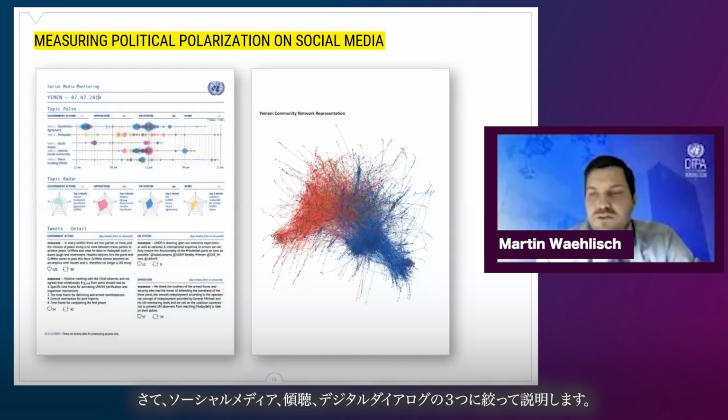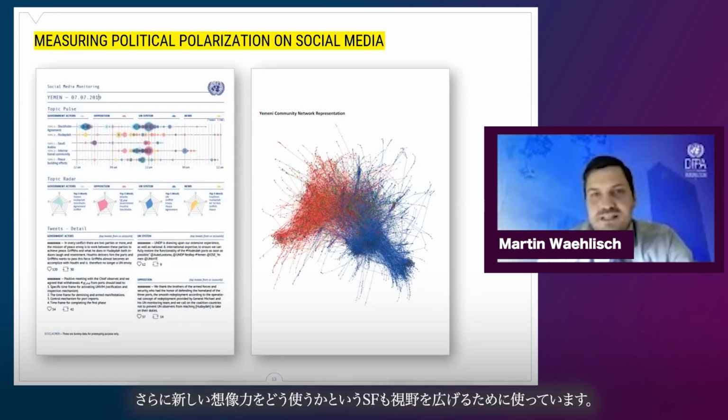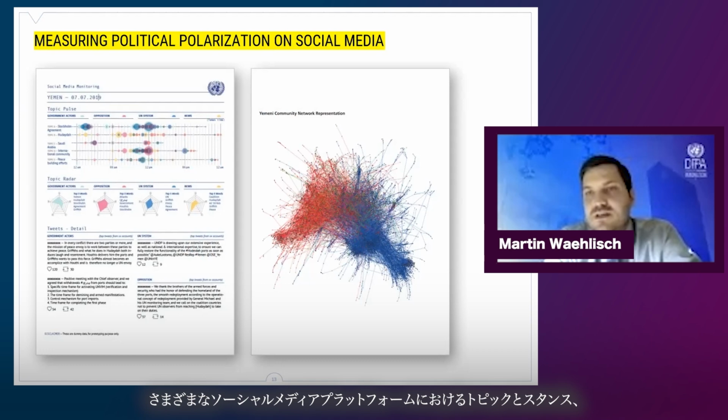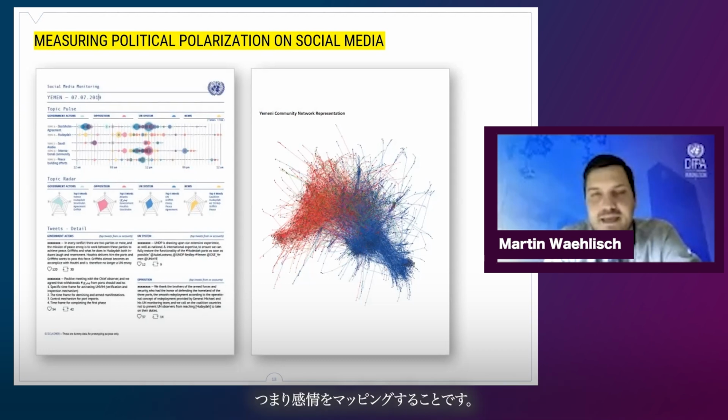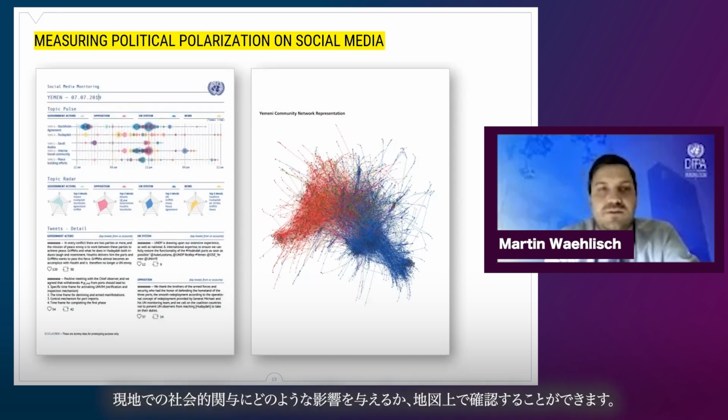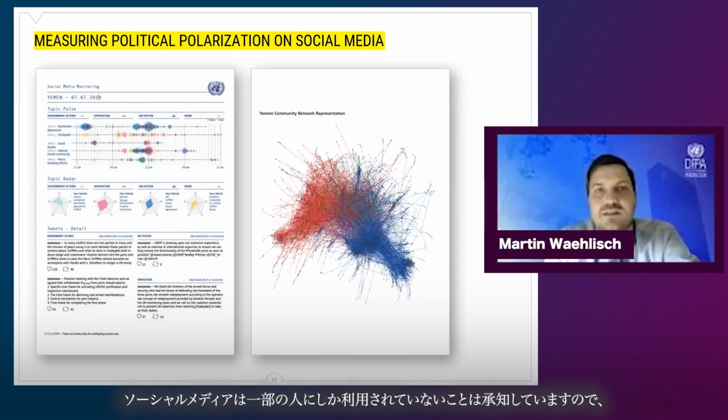Now, let me zoom in on three things: social media listening, digital dialogue, where we use artificial intelligence, and then the future science fiction of how we use new imaginatives, just to broaden the perspective. Now, when we think about social media, a lot of the work that has helped us get a sense for political polarization is to map out topics and stances, aka sentiments, on different social media platforms. Here, take the example of Yemen, where we can map out how political conversations on social media might mirror social engagement on the ground.